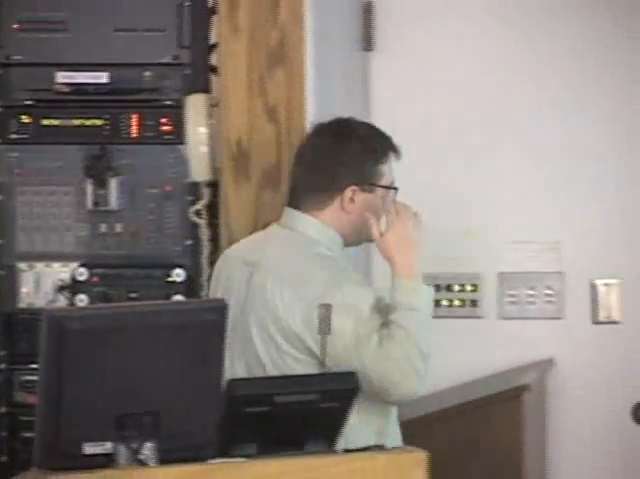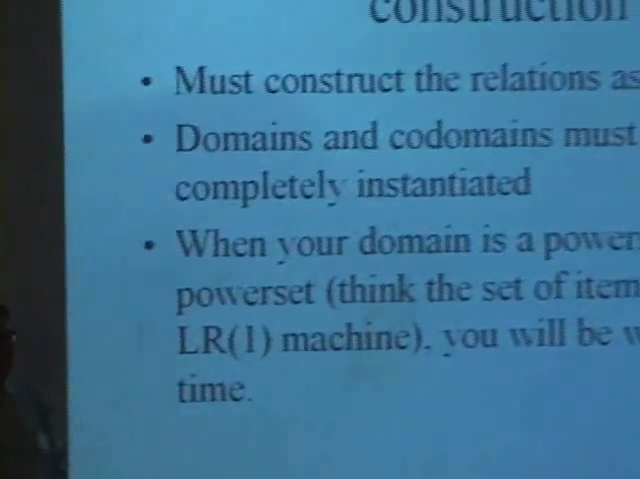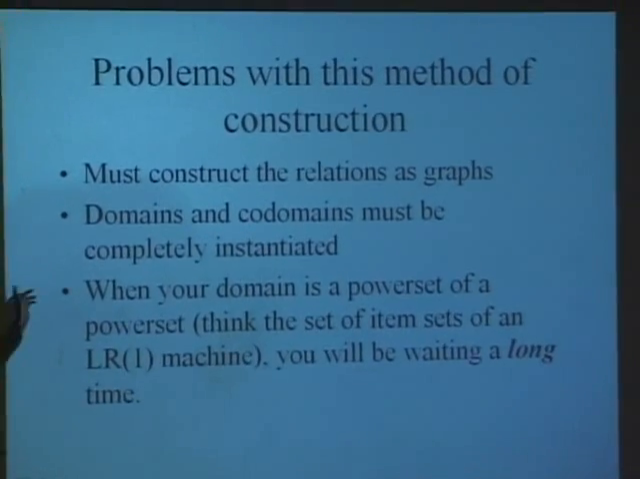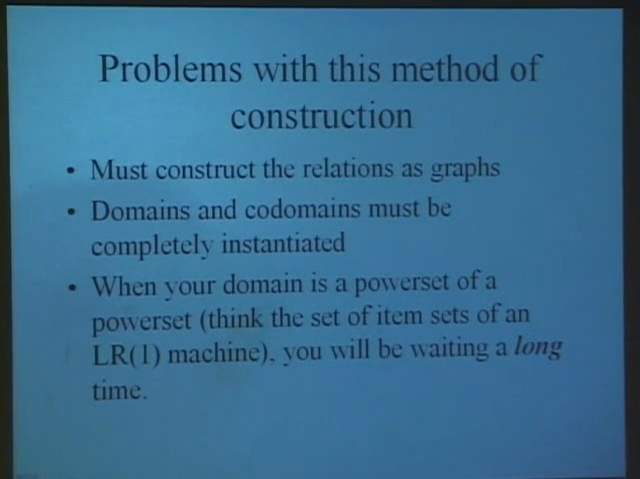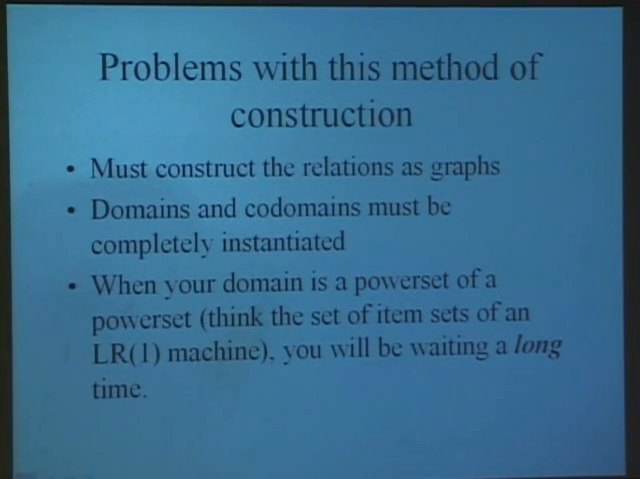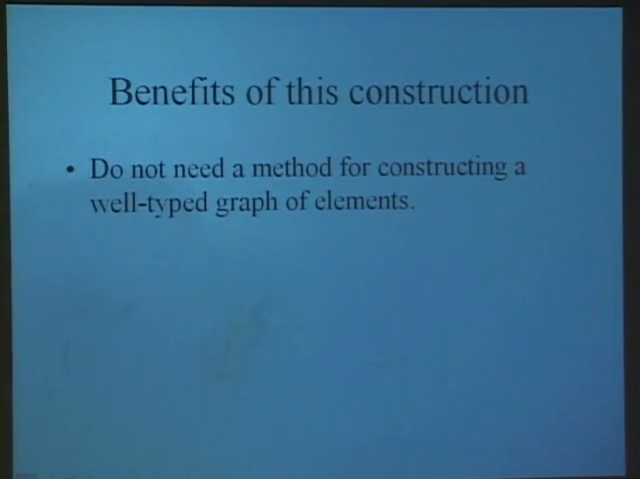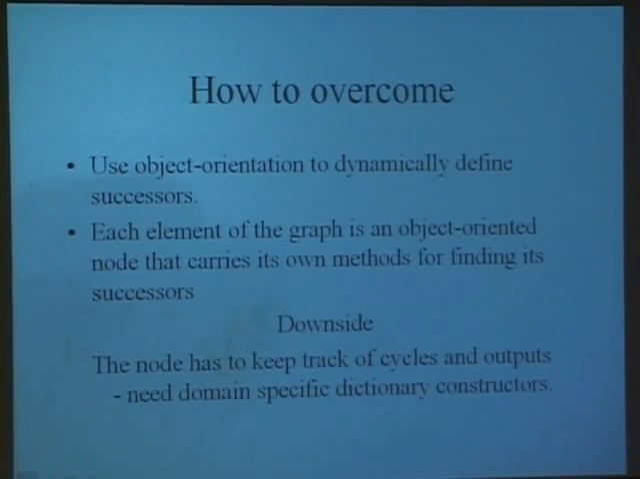Now, the problem with this compilation method is that you have to construct the relations as graphs, right? Which is really a slow method to do things, because your domains and codomains have to be completely instantiated. And when you're doing grammar analysis, you're using item sets as the domain of your machine, right? And so if you instantiate a power set of a power set, you're doomed, right? But on the other hand, we don't have to have any typing, right? So how to overcome this problem?